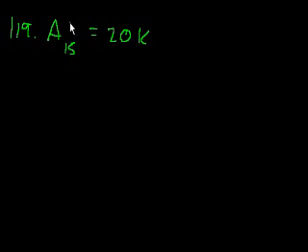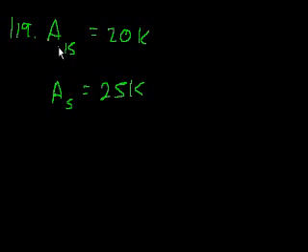Problem 119. The average salary of 15 people in the shipping department of a certain firm is 20,000. The salary of 5 of the employees is 25,000 each, so the average of those 5 is 25,000. And the salary of 4 of the employees is 16,000 each, so their average is 16,000. What is the average salary of the remaining employees?